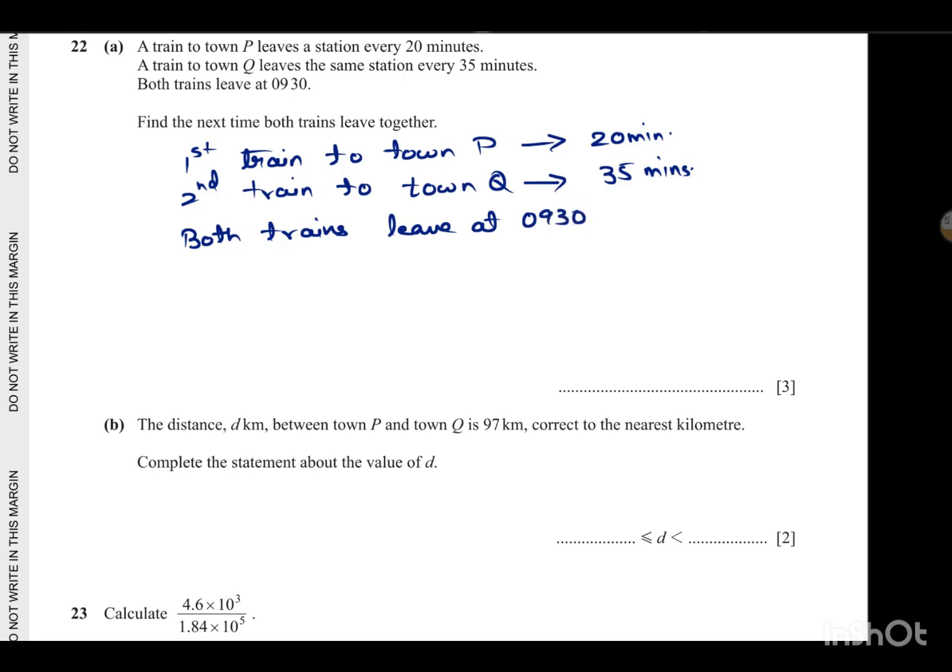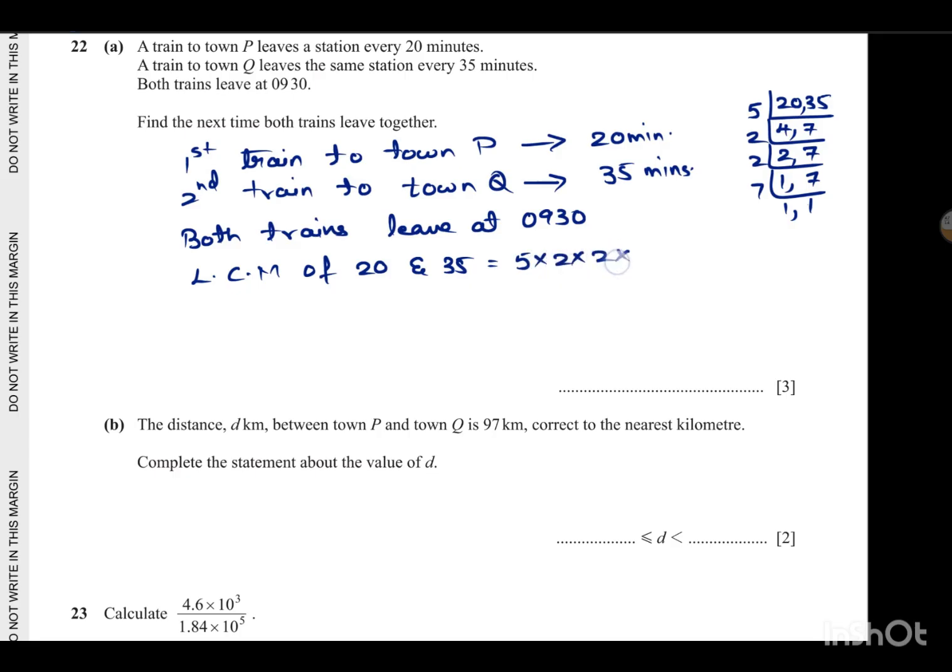That means you need to find out the common multiples of 20 and 35, and the next one has to be the least common multiple. So find the LCM of 20 and 35. We can do it here: 20, 35. 5 times 4 is 20, 5 times 7 is 35. 2 times 2 is 4, 7 as it is. 2 times 1 is 2, 7 as it is. 7 times 1 and 1. So LCM is 5 into 2 into 2 into 7, which is 140.